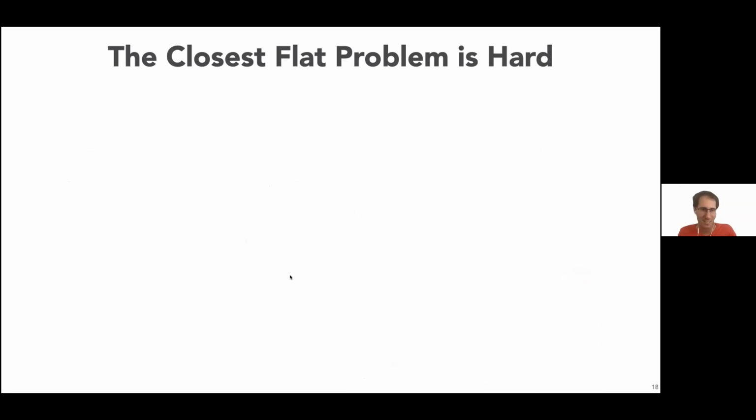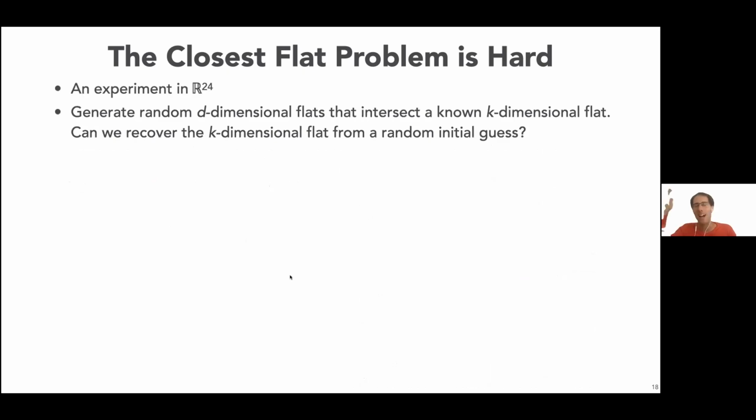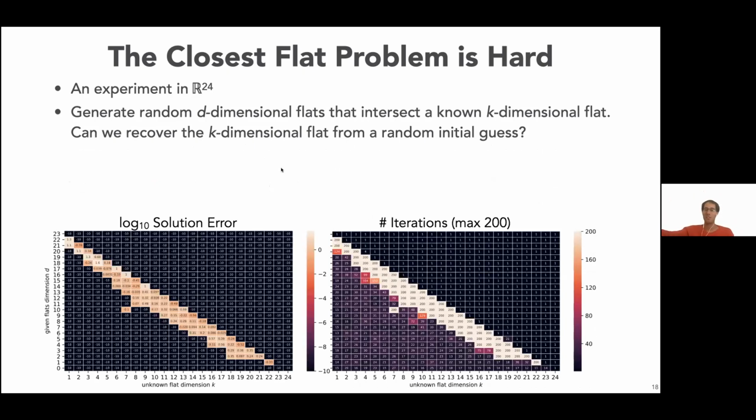So that's a great success. Let's look at higher dimensions where we can't easily visualize things. So here's an experiment in 24 dimensions where we're just going to generate a bunch of flats with some dimension d that intersect some known flat of some other dimension k. And we're going to see if we can recover the k-dimensional flat from a random initial guess. And so here's a visualization of this.